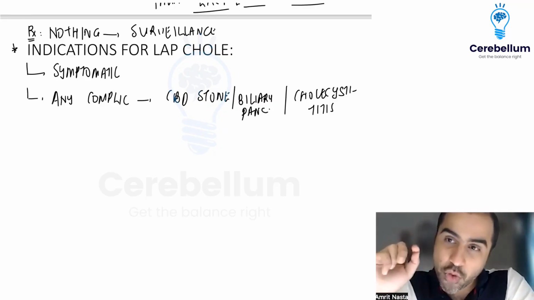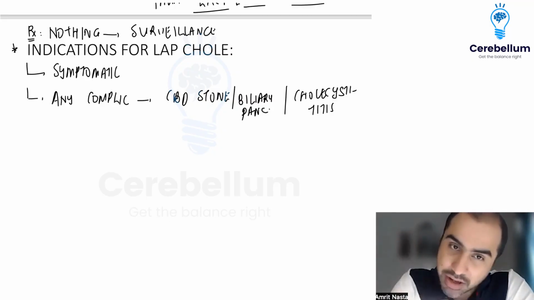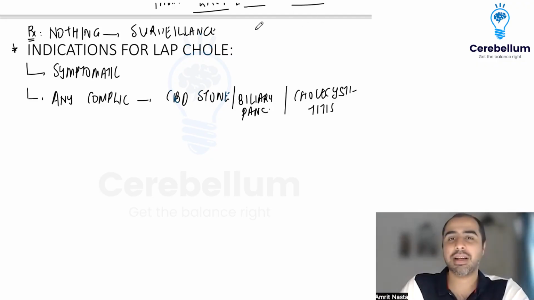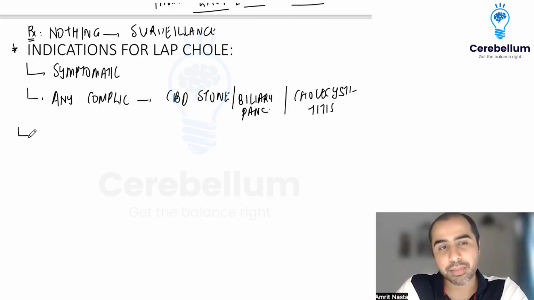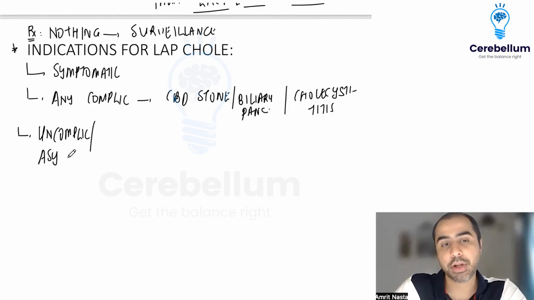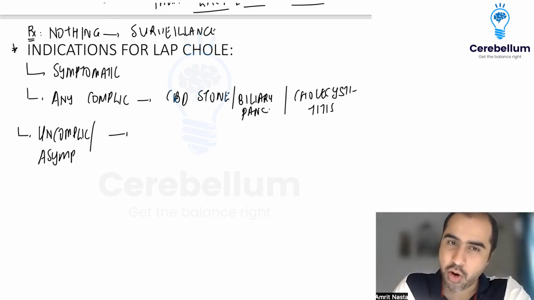When will you remove gallstones if the person has none of this? So there is a third category where even if it's uncomplicated, no complications, he is asymptomatic, but you will still do cholecystectomy. MCQ comes on this. So they will give you scenarios. They will say all of these are indications for cholecystectomy except. So you should know when will you remove.